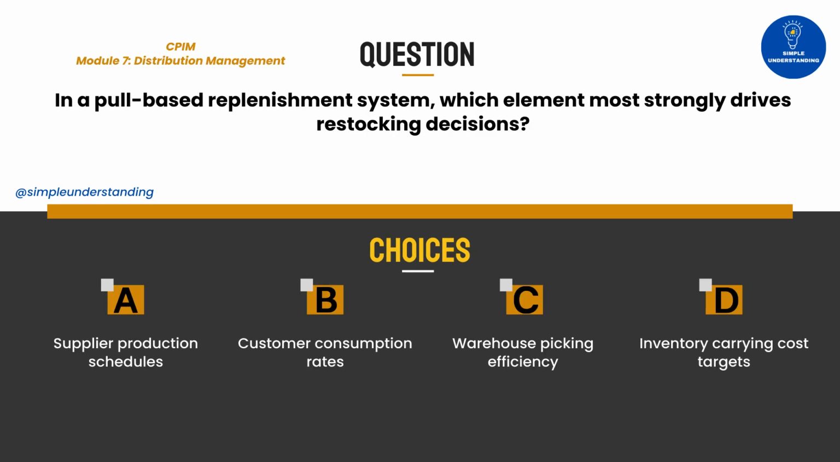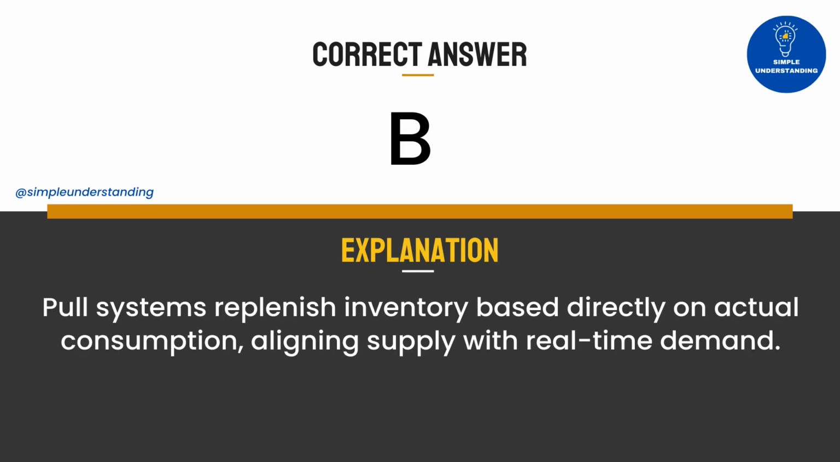Question 5. In a pull-based replenishment system, which element most strongly drives restocking decisions? A. Supplier production schedules. B. Customer consumption rates. C. Warehouse picking efficiency. D. Inventory carrying cost targets. Correct answer: B. Explanation: Pull systems replenish inventory based directly on actual consumption, aligning supply with real-time demand.